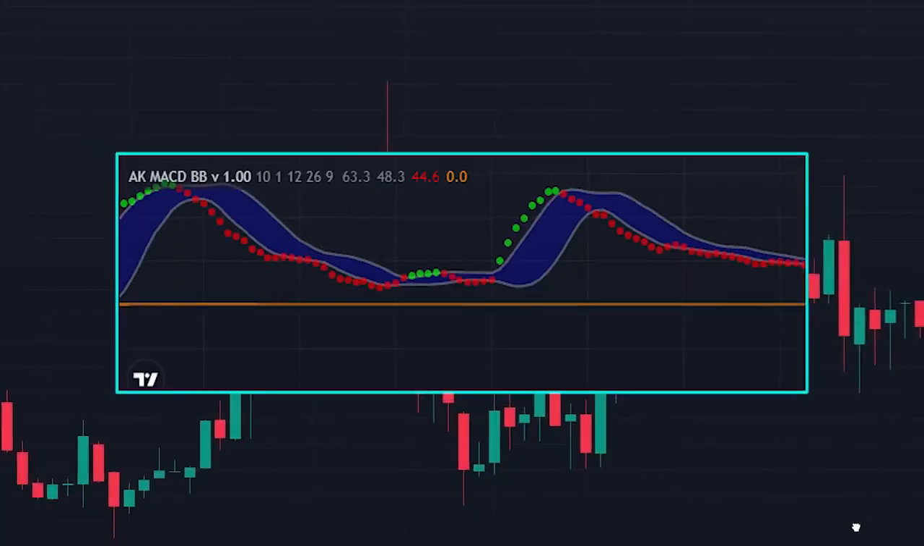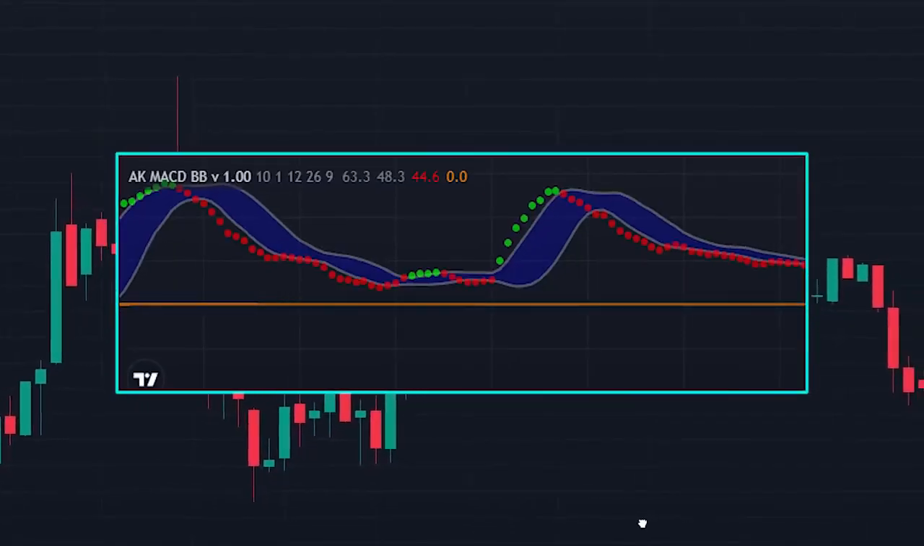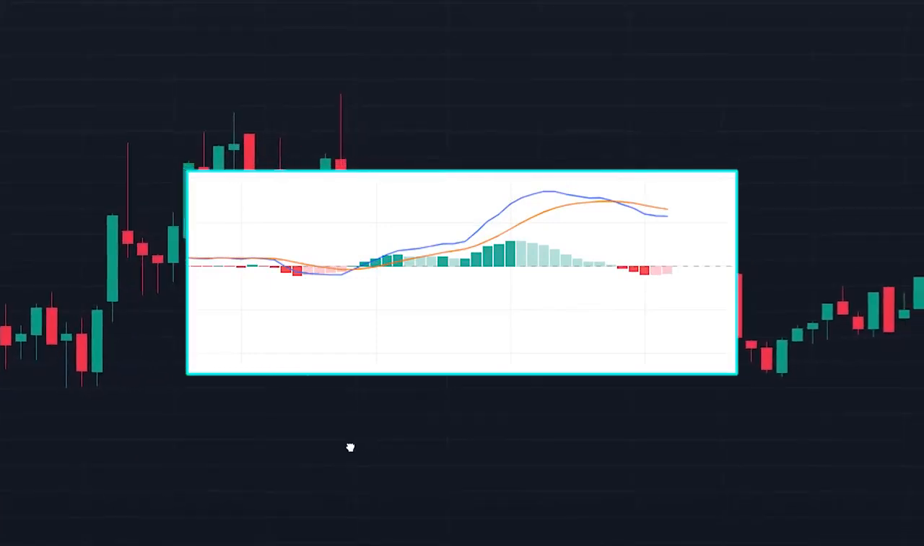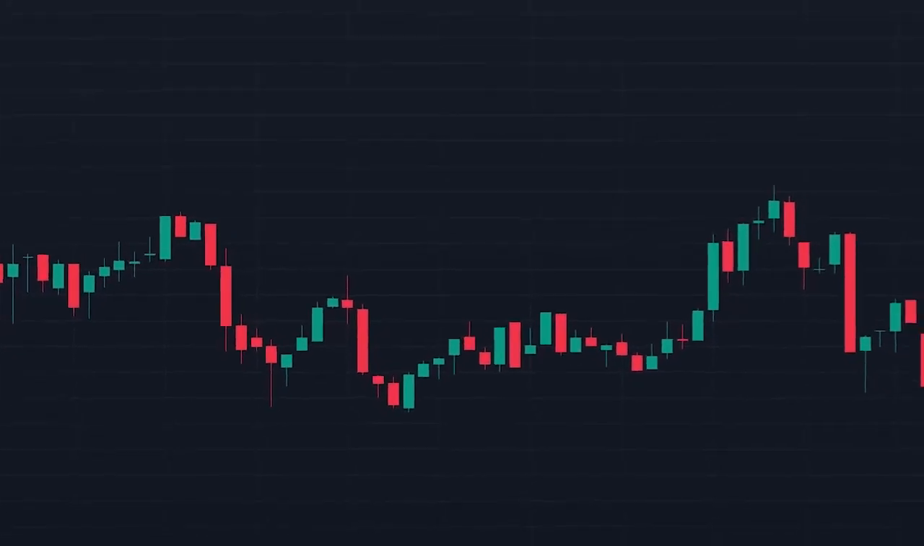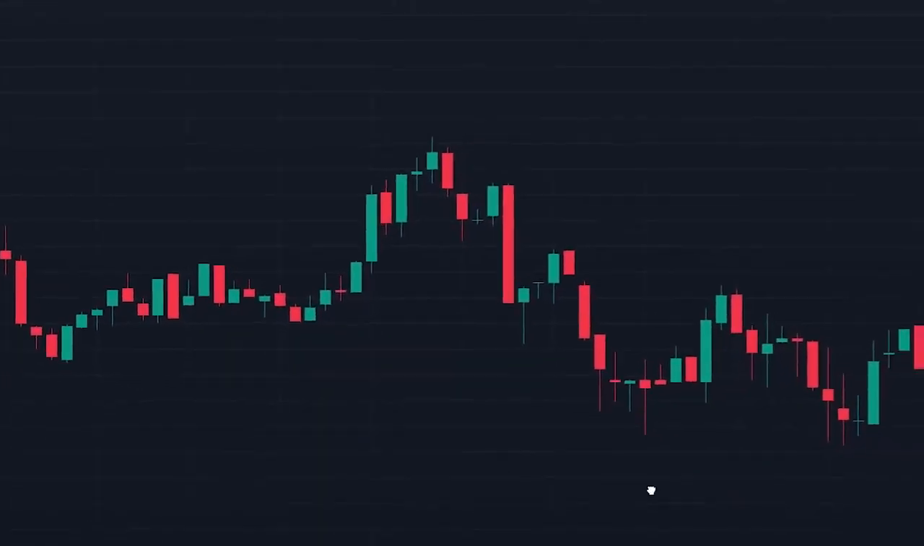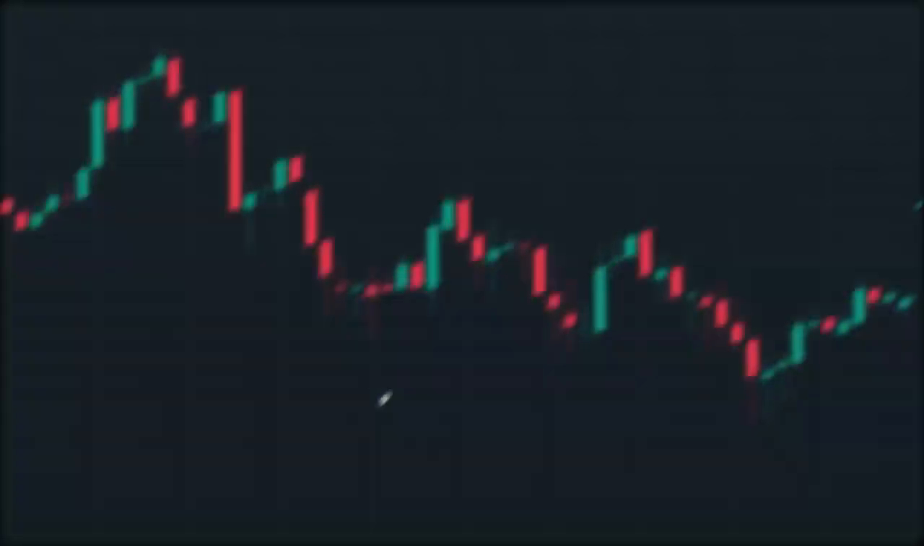This version of the MACD indicator works a lot better than the old version. When we combine the improved MACD indicator with the other indicators, the strategy seems to work extremely well, showing a lot of profitable trades.